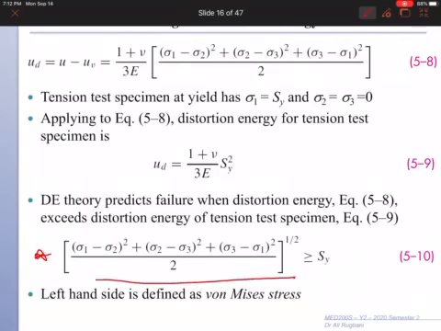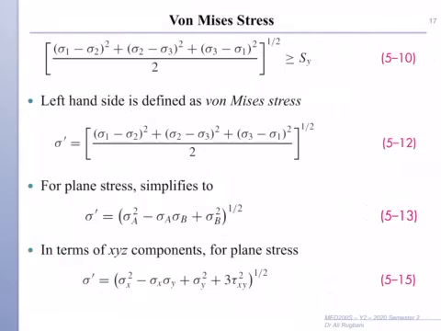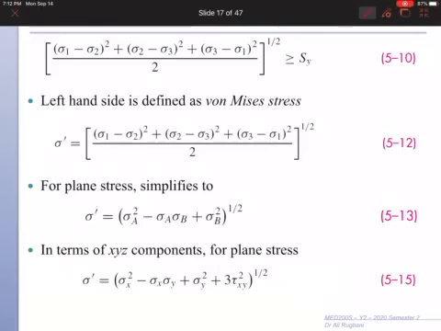Okay, so this part of the formula is compared with yield strength. So in the left hand side part, we see sigma 1, sigma 2, and sigma 3. This part at the left hand side is called von Mises stress. So what is von Mises stress? Von Mises stress is a stress that combines all other stresses, sigma 1, sigma 2, sigma 3, and we have two formulas that can be used.